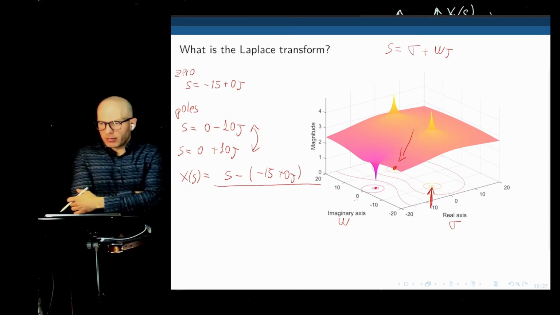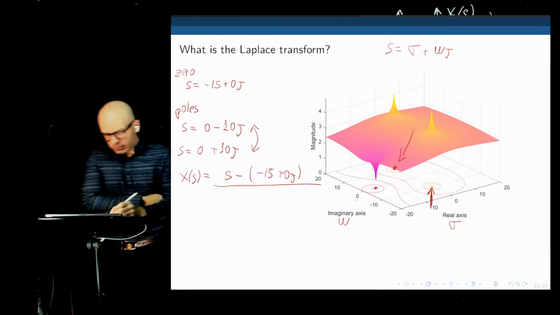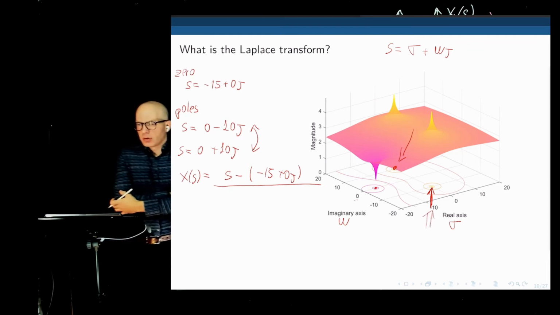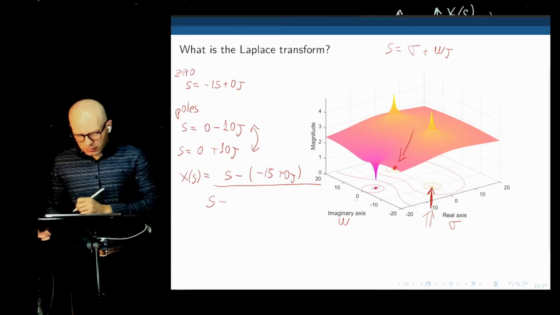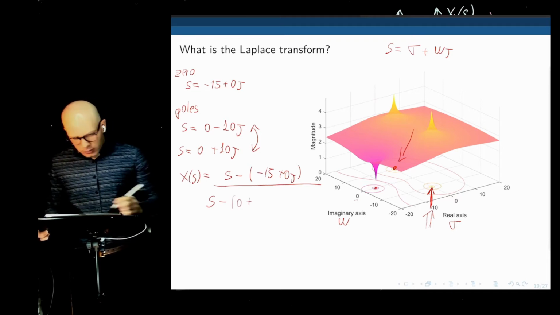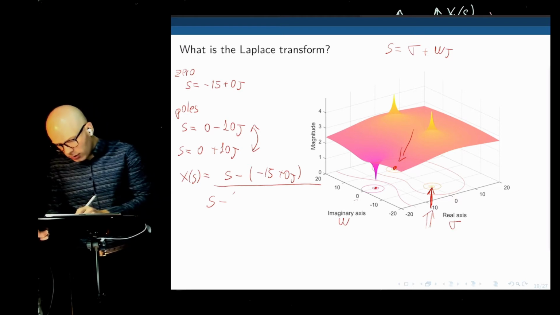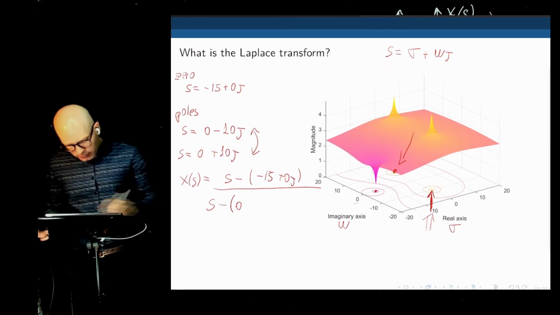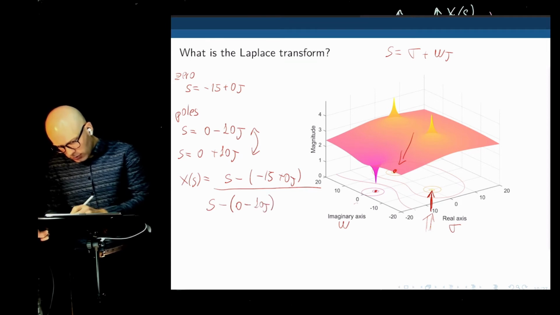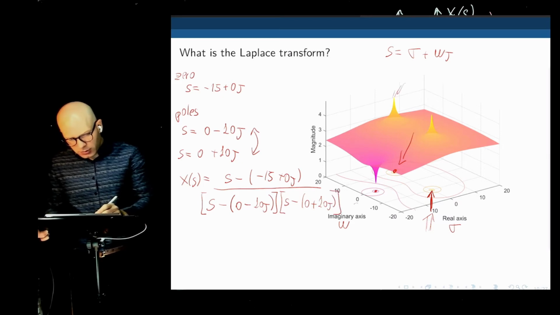What about the bottom of the equation? What goes at the bottom? Now we want everything to go to infinity. So let's take this point here, this first pole. If you want the function to go to infinity when you approach that point, what should we write? It should be S minus 0 plus 10j. I'm just going to use the brackets for clarity. So it's S minus 10j, and I believe there's another part, S plus 0 plus 10j. And the other part corresponds to that other peak.